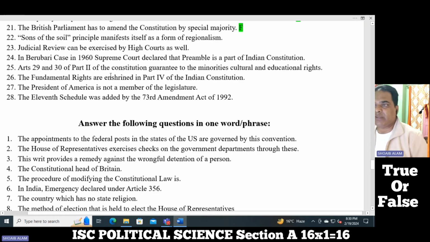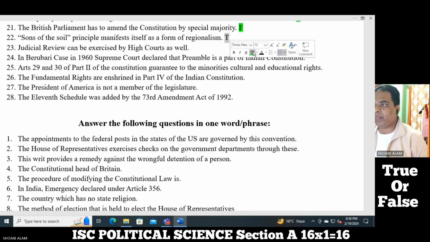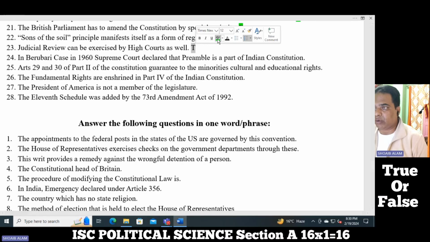Sons of the Soil principle manifests itself as a form of regionalism. True. Next one. Judicial review can be exercised by High Court as well. Of course, they can. State laws can be brought to judicial review.